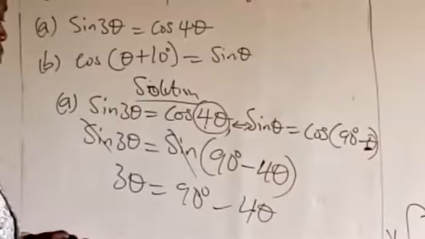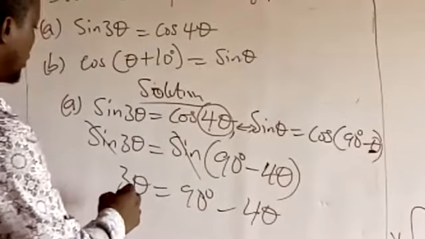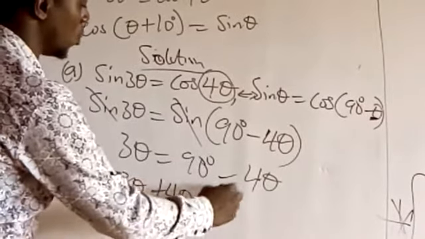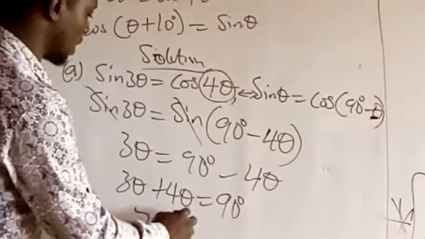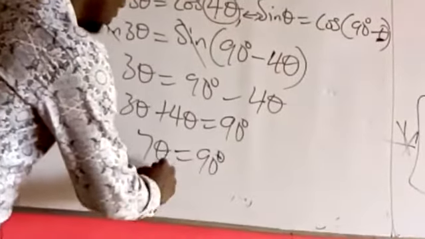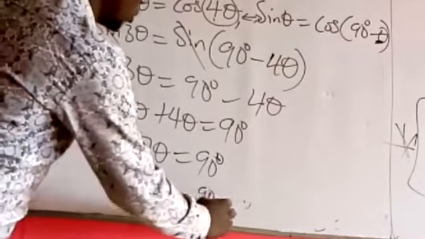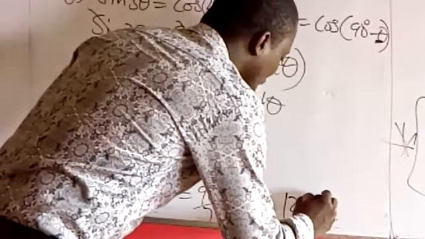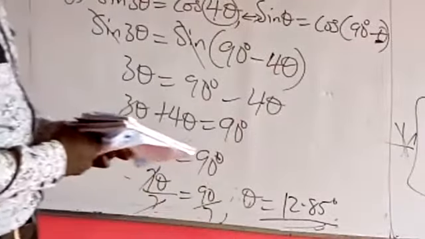So at this stage, you quickly collect like terms. So if you collect like terms here, you have 3 theta plus 4 theta equals 90 degrees. This minus 4 goes this way. So here, add up, we have 7 theta equals 90 degrees. Use your calculator, divide this by 7. 7 theta over 7 equals 90 over 7. 7 cancels 7. So divide 90 by 7, 12.85 degrees. Or you can calculate to one decimal place, 12.9 degrees. So that is all for question A.